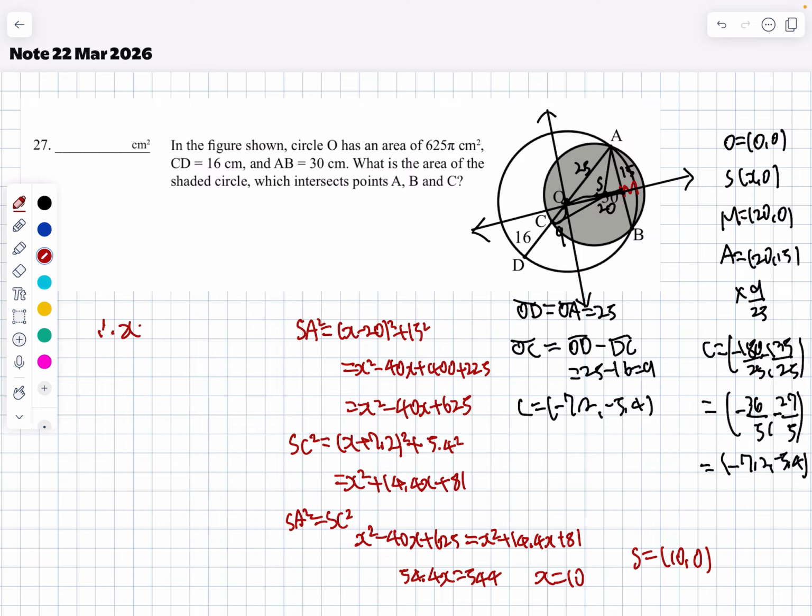If we put x equals 10 into SA squared, it's 10 squared minus 40 times 10 plus 625, which is 100 minus 400 plus 625, which is 325. SA squared times pi is the area of the shaded region, which is 325 pi. So the area of the shaded circle is 325 pi.